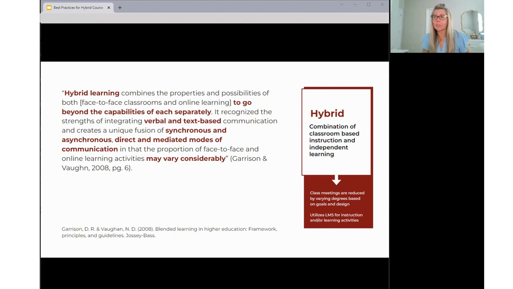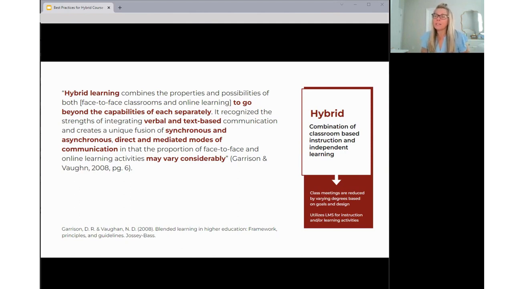So this is a great definition by Garrison and Vaughan. They do a lot of work, a lot of writing on hybrid learning, blended learning. So they say hybrid learning combines the properties and possibilities of both to go beyond the capabilities of each separately. So it's really taking face-to-face and online; if the course is face-to-face versus online versus a mixture, that mixture makes it an even richer experience. And we'll talk about ways to do that.